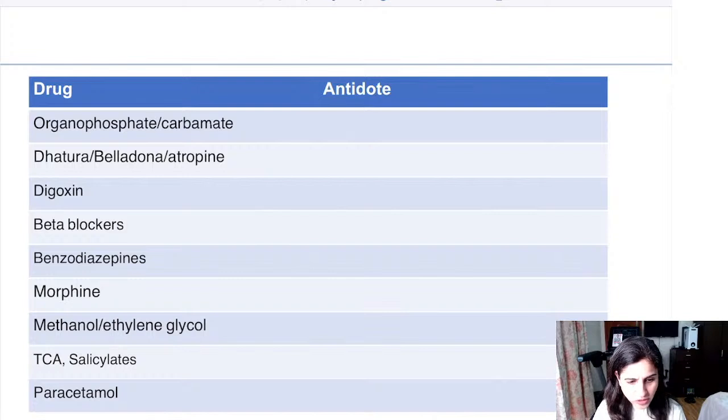Now let's go to another important topic. If we are talking about poisoning, what are the other important antidotes that should be known? These are often asked. One or two or three are definitely asked in any of the exams. So let's quickly do the antidotes. For organophosphate poisoning, what is the antidote?